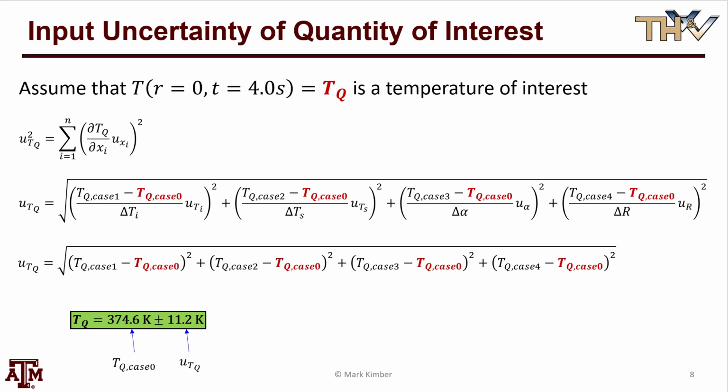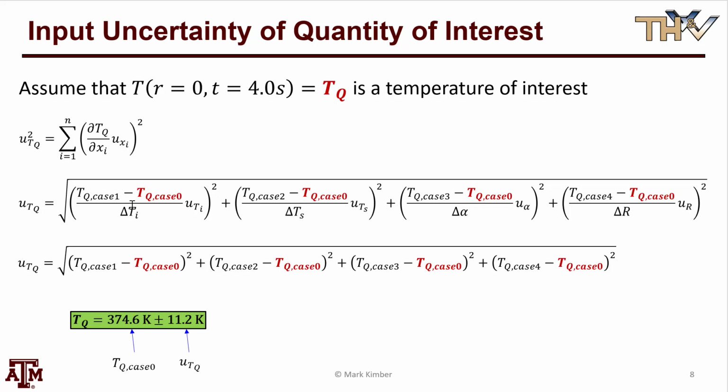If we go through this exercise, let's assume that for whatever reason the centerline temperature, so R equals 0, and at 4 seconds is important to us in this hypothetical situation. We're going to call that TQ, and that's our quantity of interest. The uncertainty of that based on the input uncertainty is going to be found via this equation. We've got 4 inputs, so there's going to be 4 terms in this series, and we're going to approximate the partial derivative as a forward difference expression.